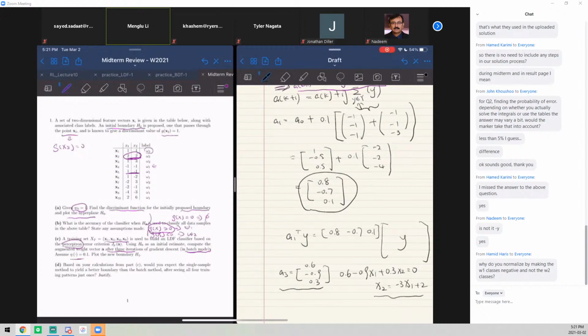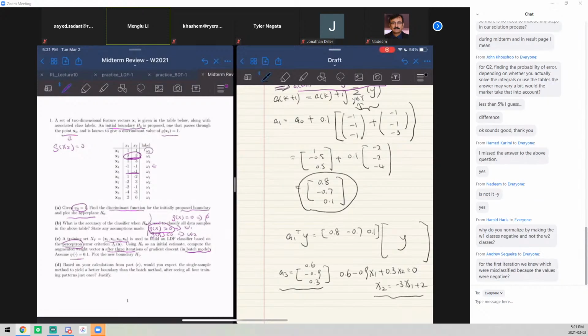So here I will answer: it won't be a better boundary. The quality is the same. However, whether you run it by batch for one iteration, or run it single sample for all samples once, the resulting boundary may not be the same, but the quality is the same because you just go through all points once.